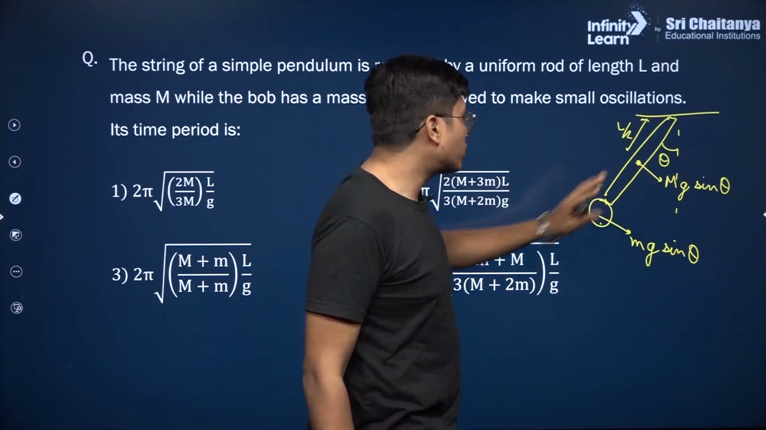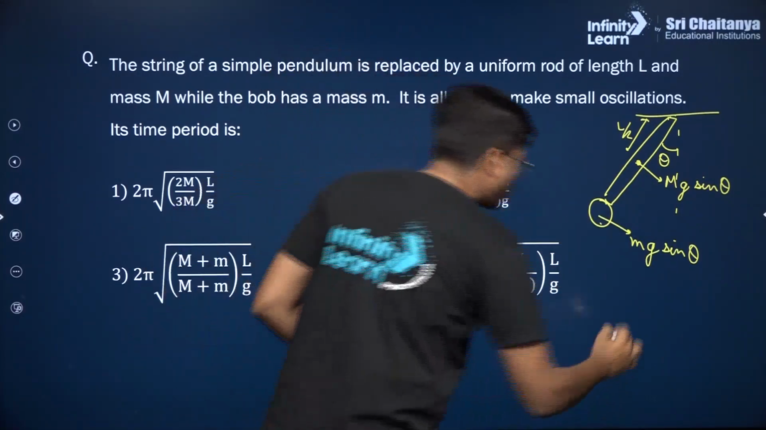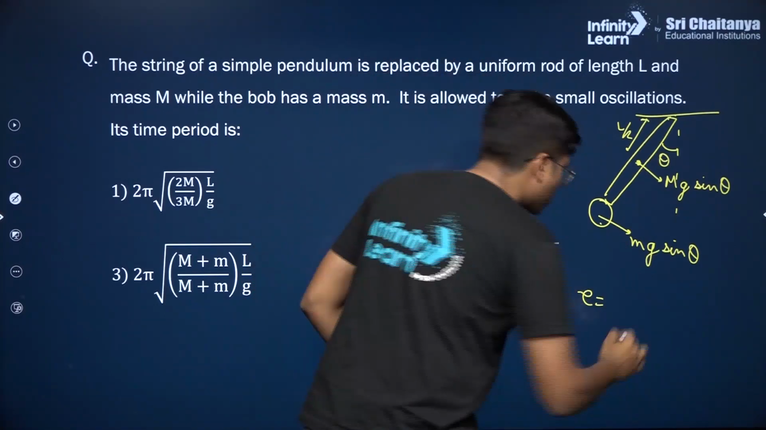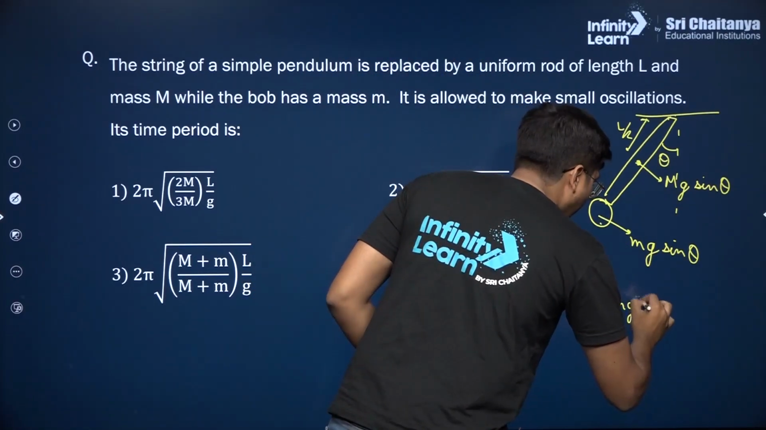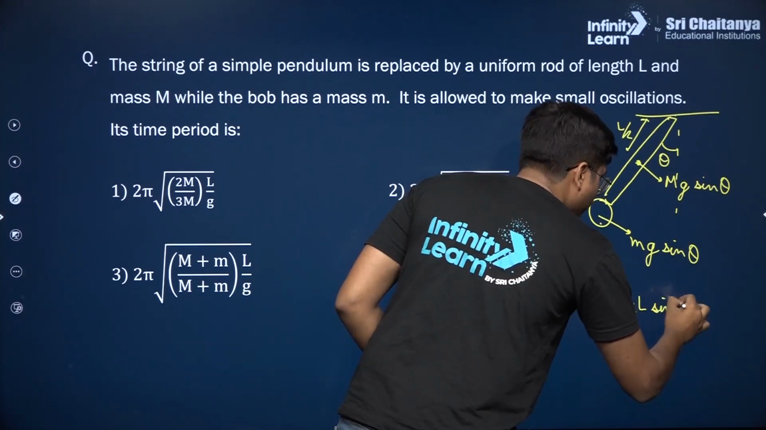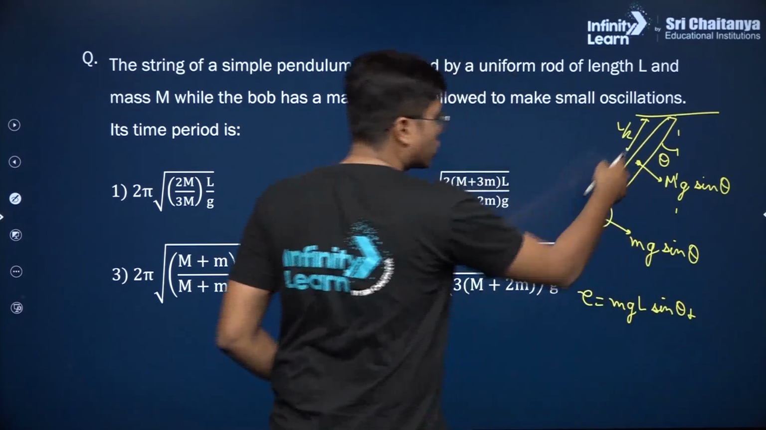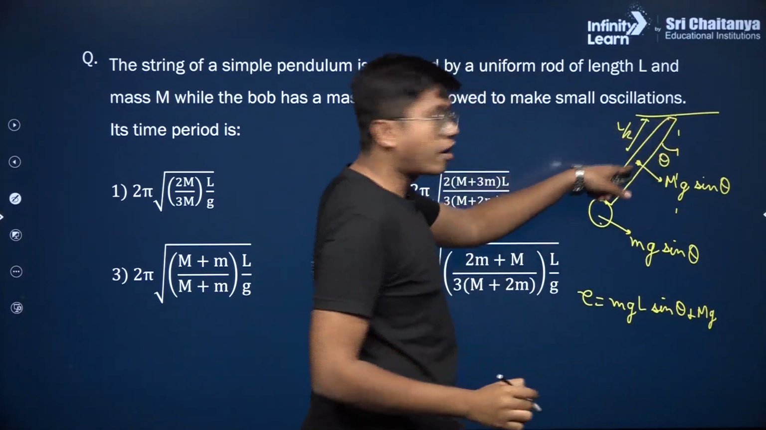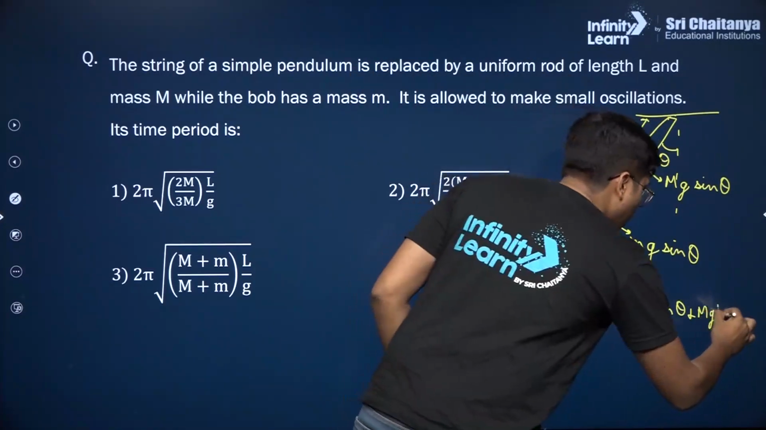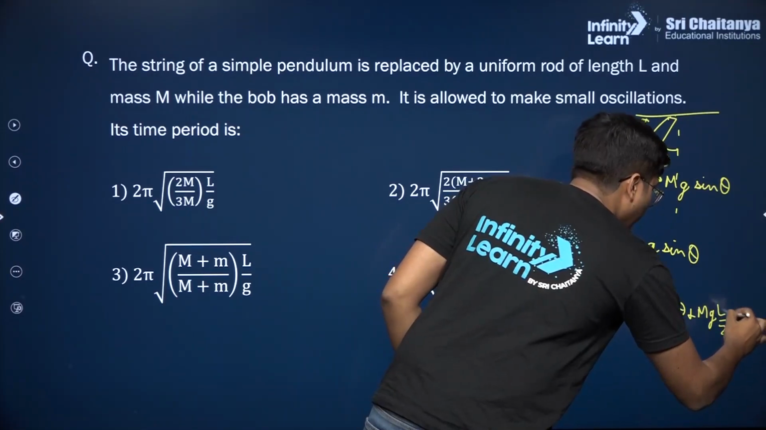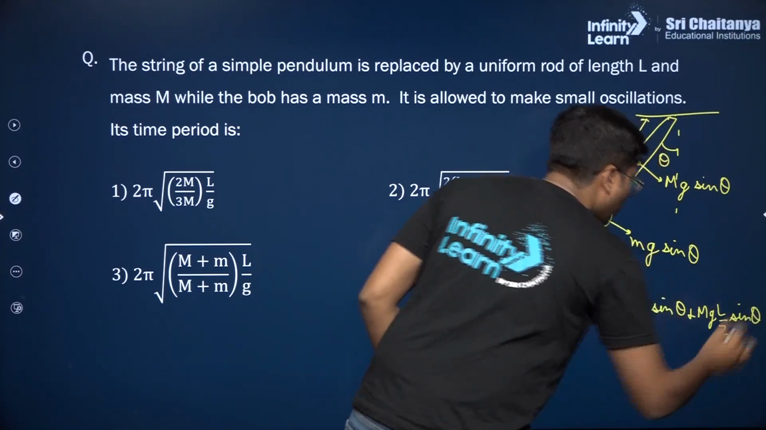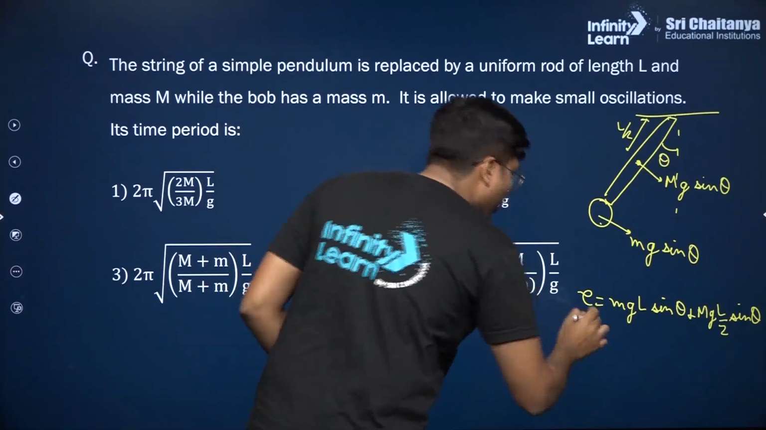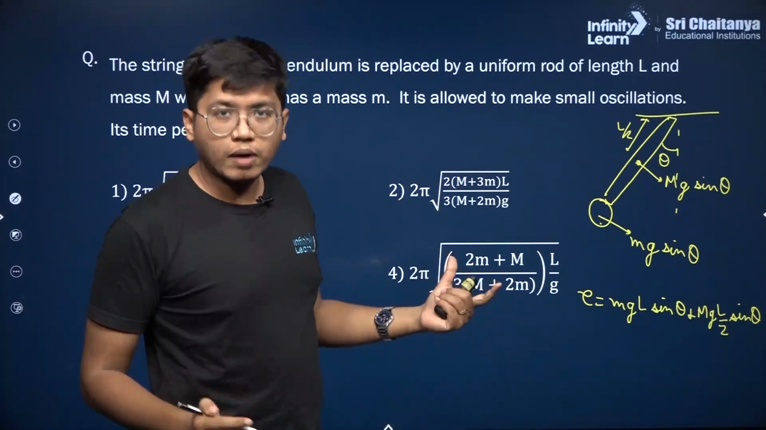So we can find what the total torque is. The total torque tau would be equal to the torque because of this, that is mgL sine theta, plus the torque because of this part, which is Mg into the length, now L by 2, so MgL by 2 into sine theta. That is going to be the total torque, and that is equal to the moment of inertia into alpha. Tau is I into alpha.